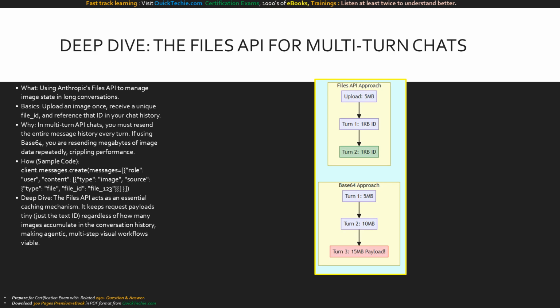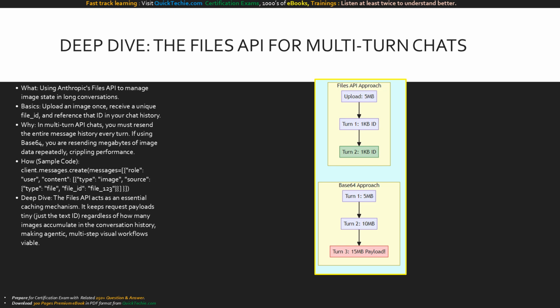Here is the most critical technical pattern for multi-turn visual chats, the Files API. Remember that Claude's API is stateless. To maintain a conversation, you have to send the entire chat history back to the server on every single turn. If you use base64 encoding for an image, you are sending megabytes of text on turn 1. On turn 2, you send it again. By turn 5, your payload is massive, your app is lagging, and your network is choking.